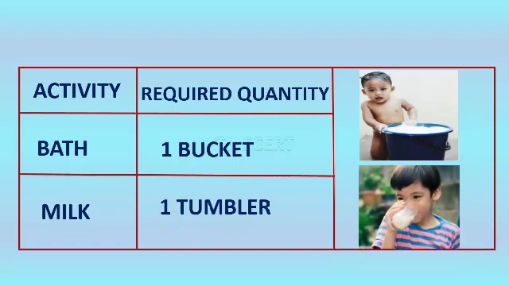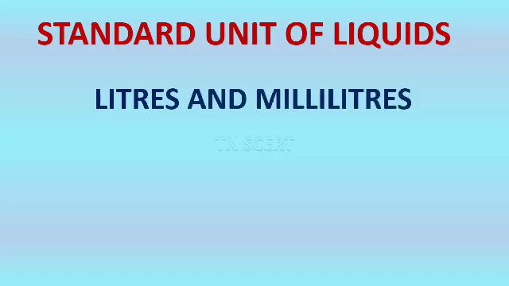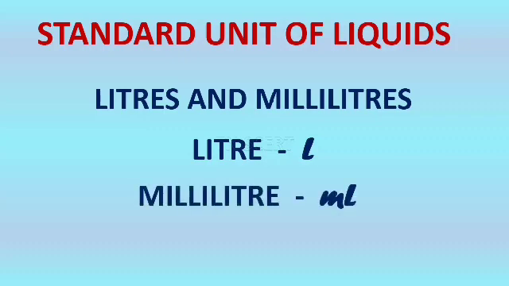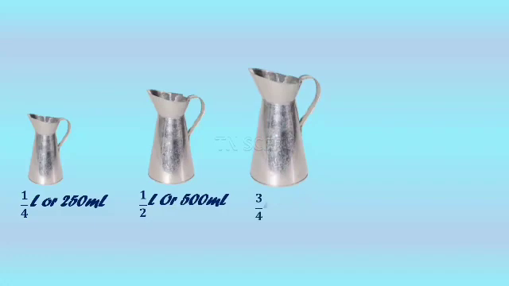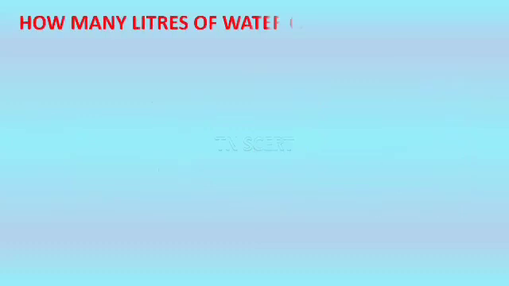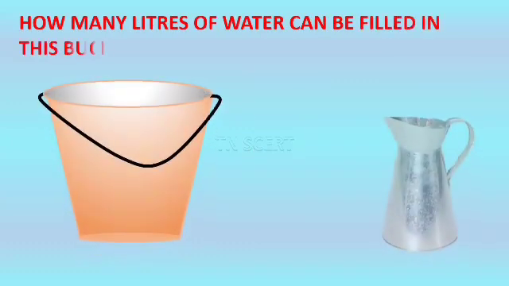To measure liquids accurately, we use standard units. Thus, the standard unit for measuring volume of liquid arises. They are liters and milliliters. We denote liters as L and milliliters as ml. Quarter liter, 250 ml. Half liter, 500 ml. 3/4 of a liter, 750 ml. 1 liter, 1000 ml.